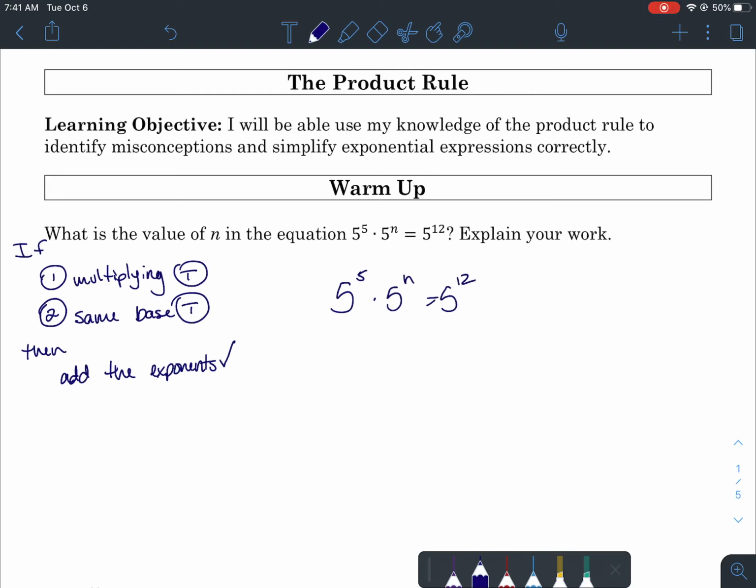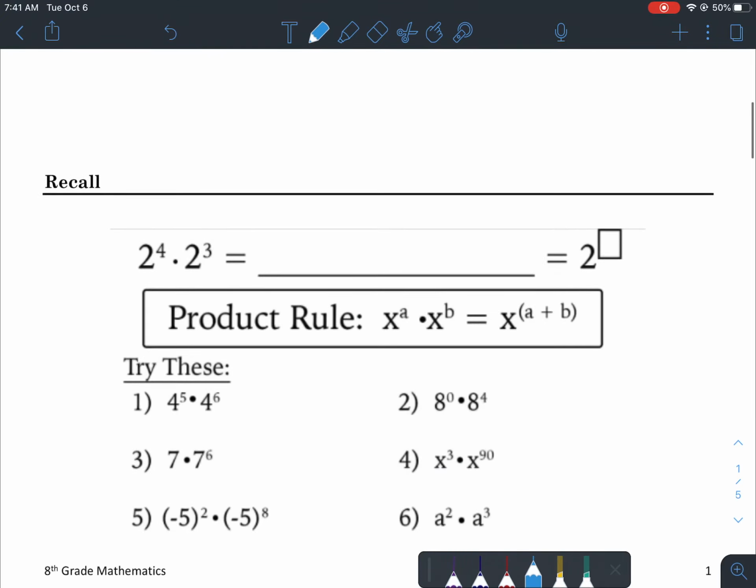So when we really look at this problem, 5 to the 5th times 5 to the n equals 5 to the 12th, let's really look at that one side. We know we can add those two. What I mean by those two is the 5 and the n. So 5 plus n equals 12. I got the 12 because of the result. So if that's the case, we just subtract 5 from 12, then we get n equals 7. Excellent. Let's go to the next.